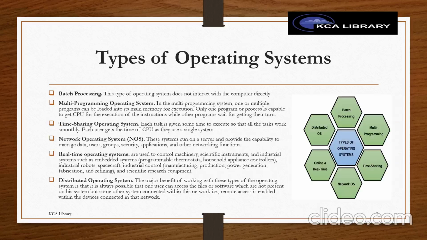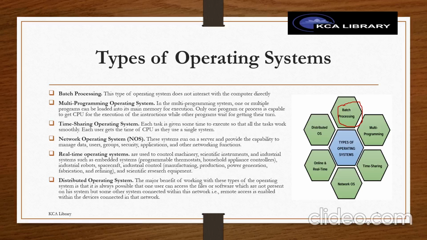Let us look at the types of operating system. So we have the batch operating system. This type of operating system does not interact directly with the user. There is an operator which takes similar jobs having the same requirement and groups them into batches.